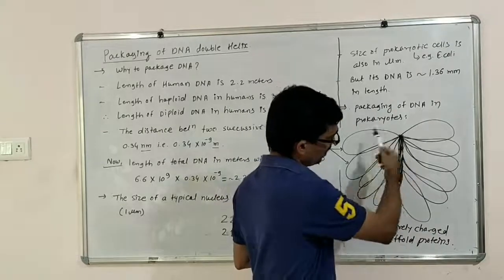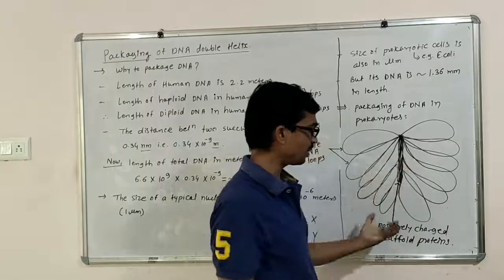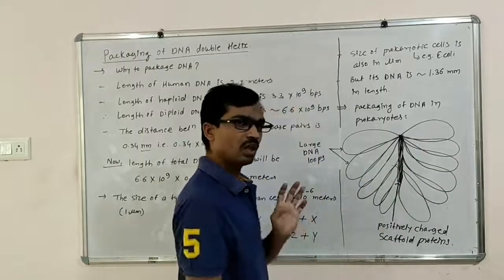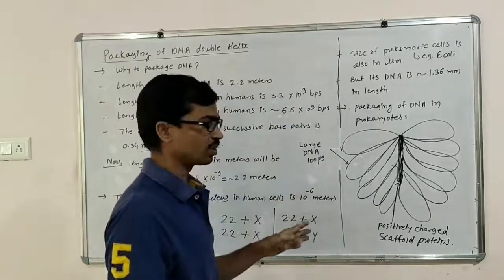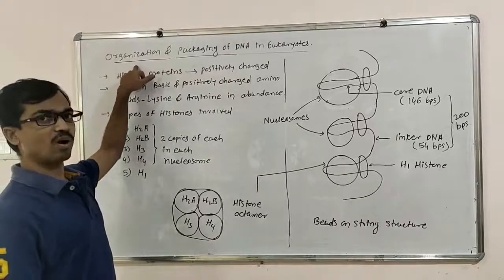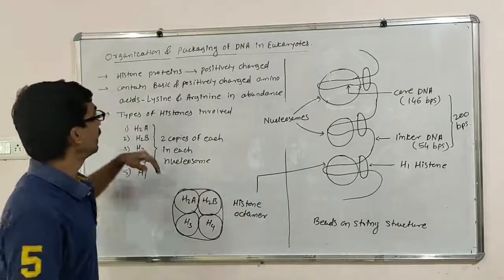तो इस तरीके से ये लंबा सा डीएनए कॉइल करके सुपर कॉइलिंग करके पैकेज किया जाता है in association with positively charged scaffold proteins in bacteria, in prokaryotes. Now we will study the next point, that is organization and packaging of DNA in eukaryotes.